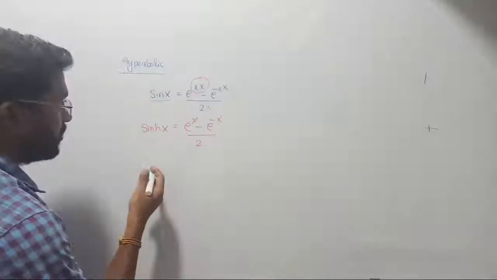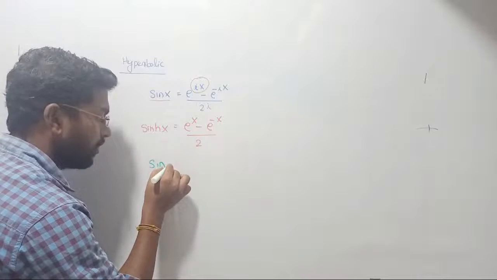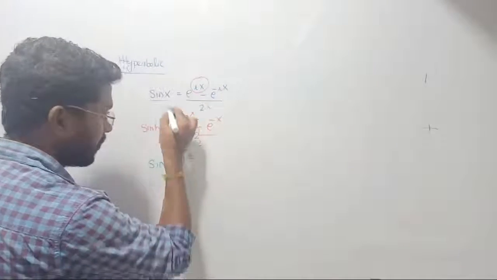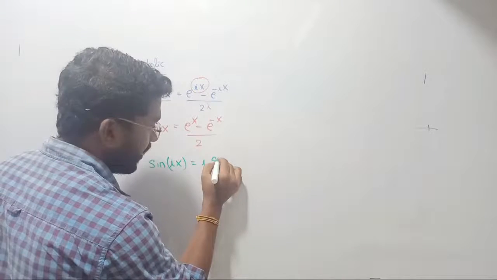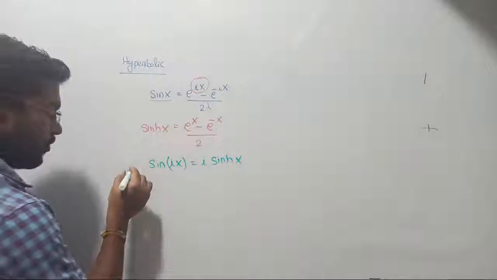So let me write the relation like this. Similarly, we can write sin of I times x. The relation between these two is that sin of I times x can be written as I times sin hyperbolic function of x. Just do remember that, that is enough, right?